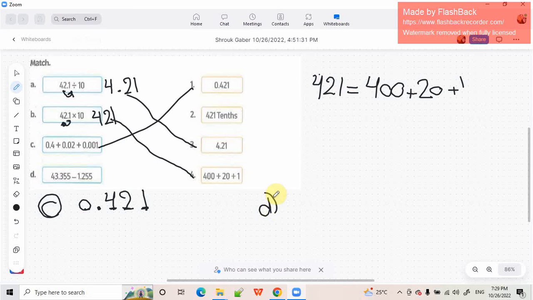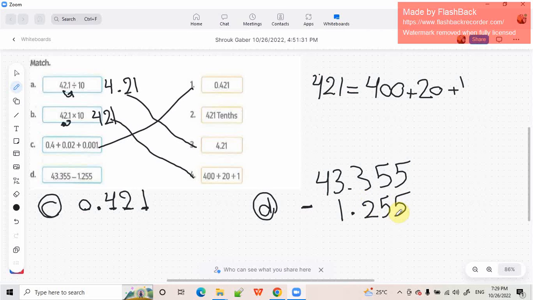Number D. Let's find the difference between two numbers. 43 and 755 minus 1 and 255,000. 5 minus 5 equals 0. 5 minus 5 equals 0. 3 minus 2 equals 1. Point. 3 minus 1 equals 2. I will bring down the 4. So the answer here is 42 and 1. Right? Okay.